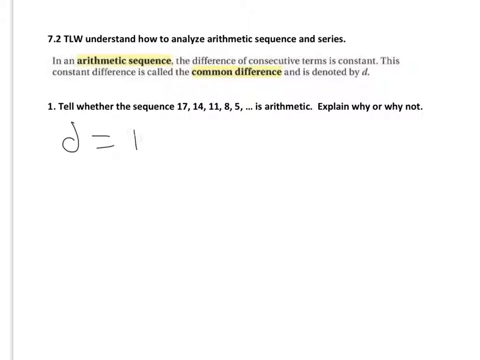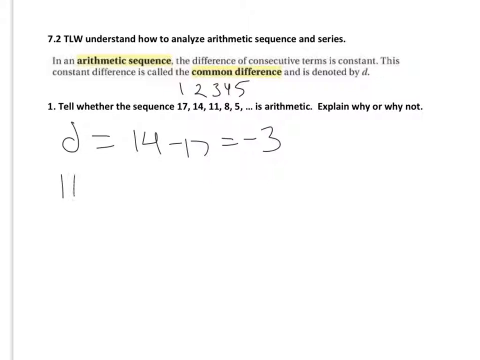D equals, well, you do 14 minus 17, because remember this is the first term, second term, third term, fourth term, fifth term. And this is what we've been doing the last couple days. But before we were just figuring a pattern. Well, now we're going to recognize pattern and apply some properties, okay? And I get negative 3.